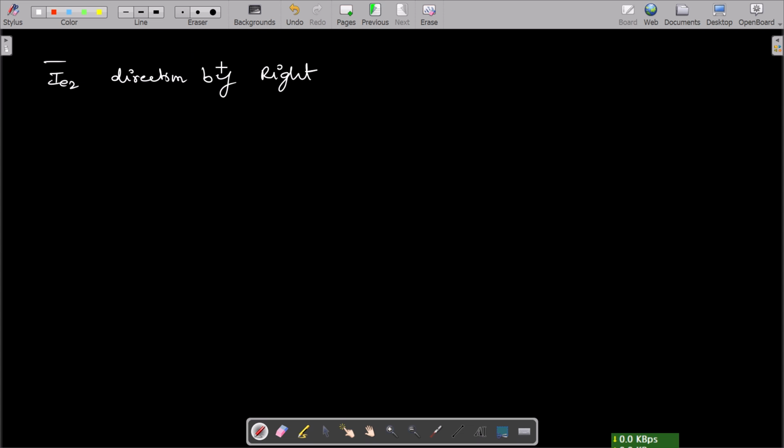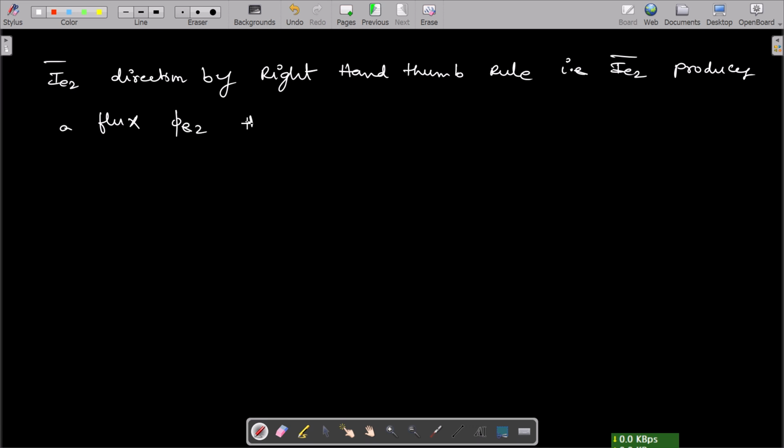So IE2 direction by the right hand thumb rule: IE2 bar produces a flux phi E2 that opposes phi SE. That is how it looks.